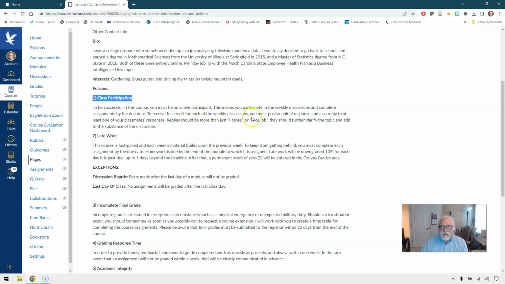So for the discussions, you have to post an initial response and reply to at least one of your classmates' responses. And a reply should not just be, hey, you did a great job, or I agree with what you wrote. The response should further clarify the topic and add some substance to the discussion.